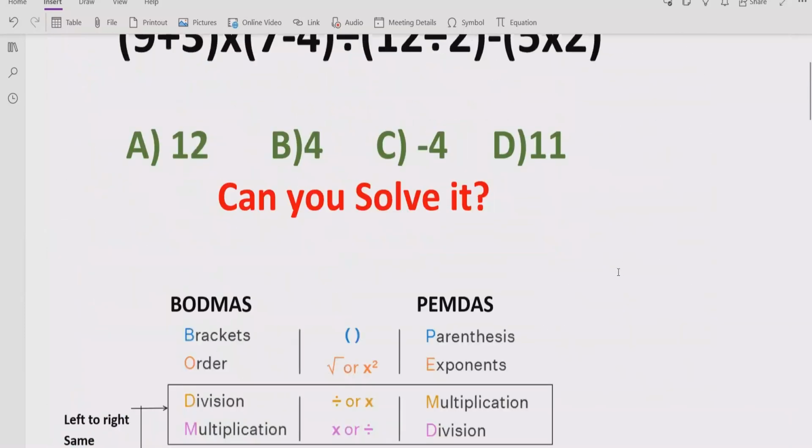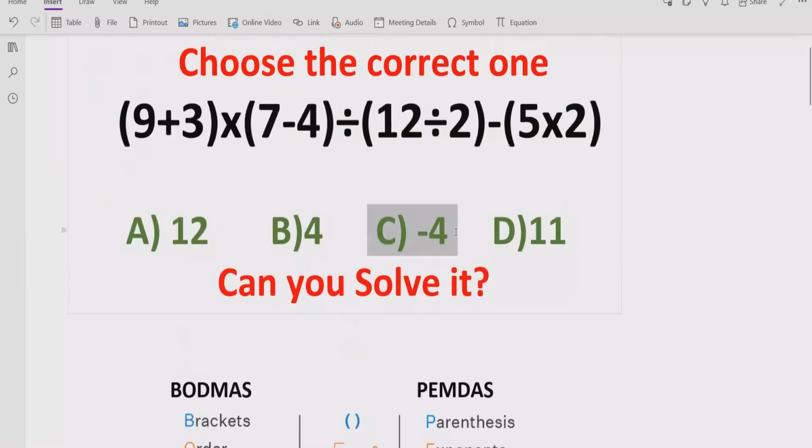So if you see the answer list, answer C is the correct answer. I hope you understand how you can solve the given expression using the PEMDAS and BODMAS method and get the correct result. So that's it for today.